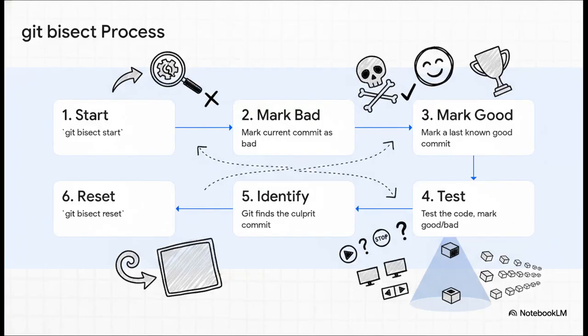And the process itself is surprisingly simple. You kick it off, you tell Git, hey, this current version is broken, and then you give it a commit hash from a time when you know things were working fine. From there, Git checks out a version halfway in between. You test it, you tell Git if it's good or bad, and you just repeat. Each step cuts your search area in half, and in no time at all, Git literally tells you the exact commit that introduced the bug.